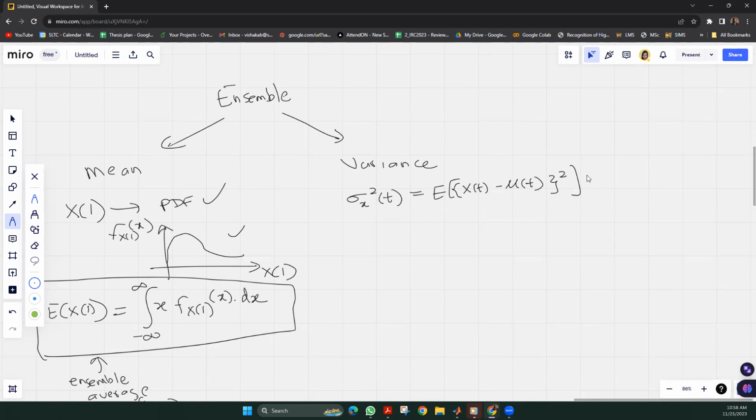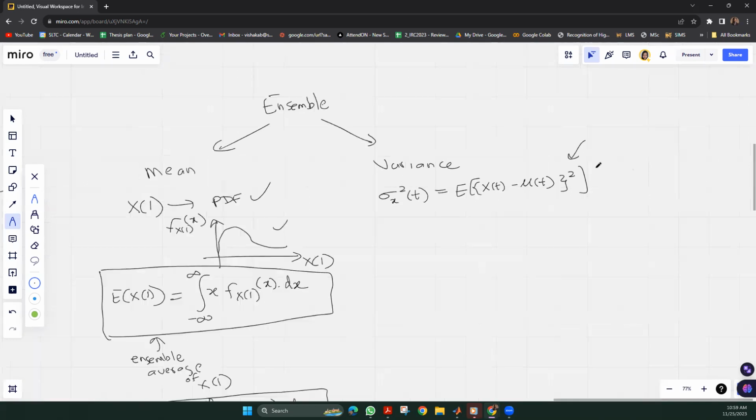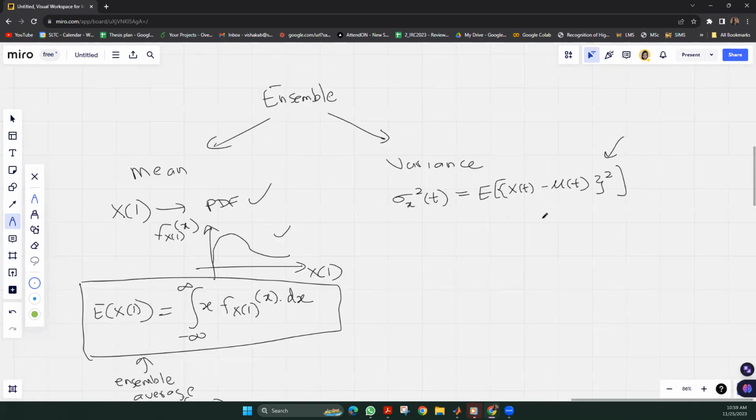It gives us the power of the signal as well. It gives a sense of the gap between the average and any value of the random variable in the selected random process. So basically, this is how we define the ensemble variance. We take the ensemble average in here, and the ensemble average is mu(t).